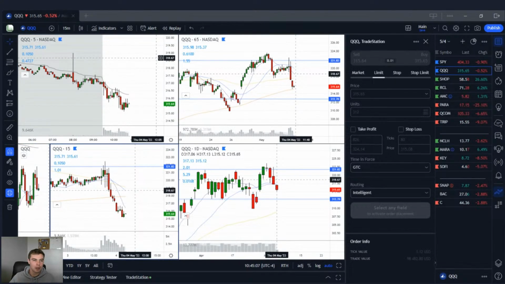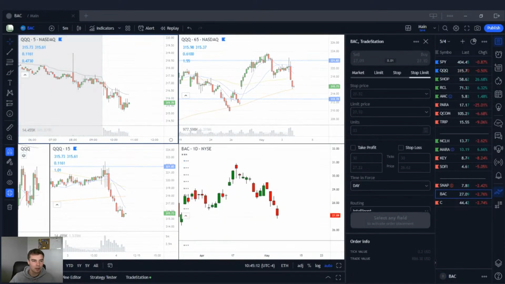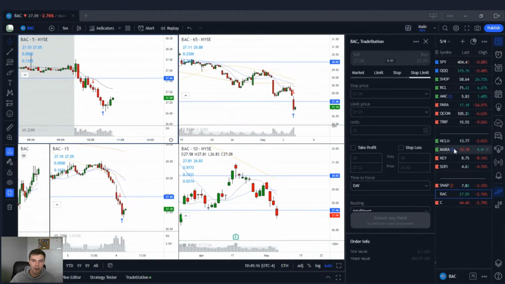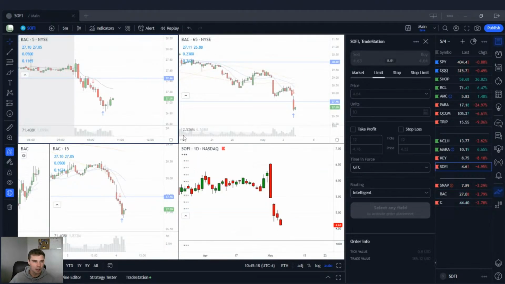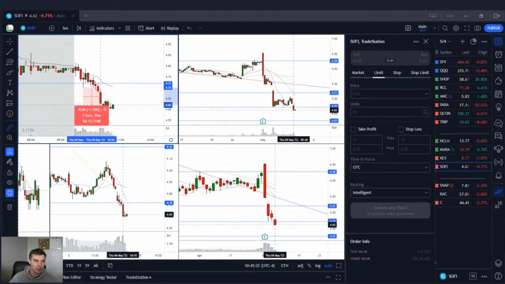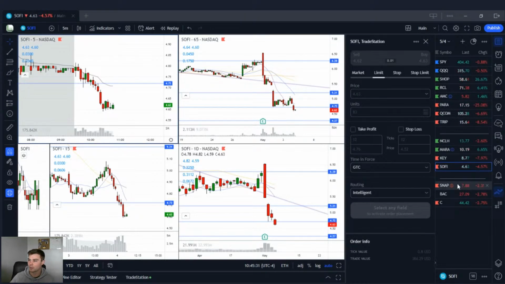Let's review the trades. BAC, we got hold the cheese almost on that. SoFi, did SoFi hit target down here? It would have been about a 12-cent stop. Oh, it went 11 cents. Wow. So you did not quite get target on SoFi. Just barely snagged it on BAC.